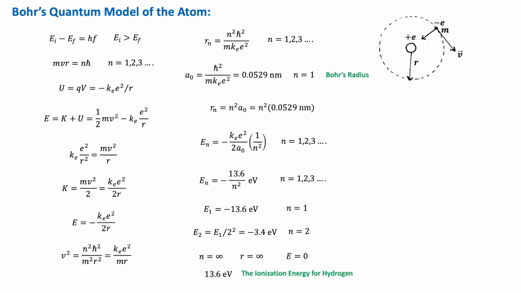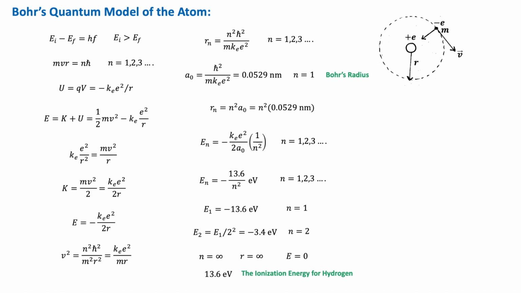So the first point is that the electron is considered to move in a circular orbit around the proton under the influence of the attractive Coulomb force, right, between the electron and the proton. So the Coulomb force here is the centripetal force.